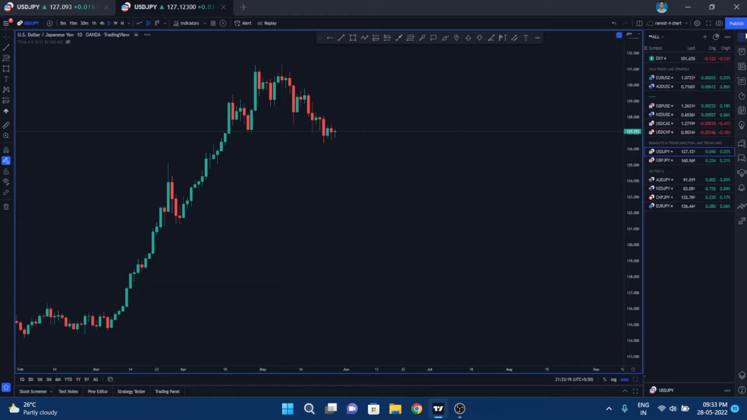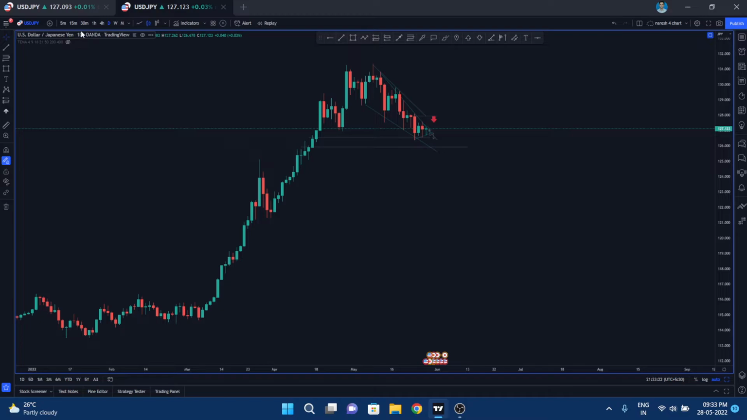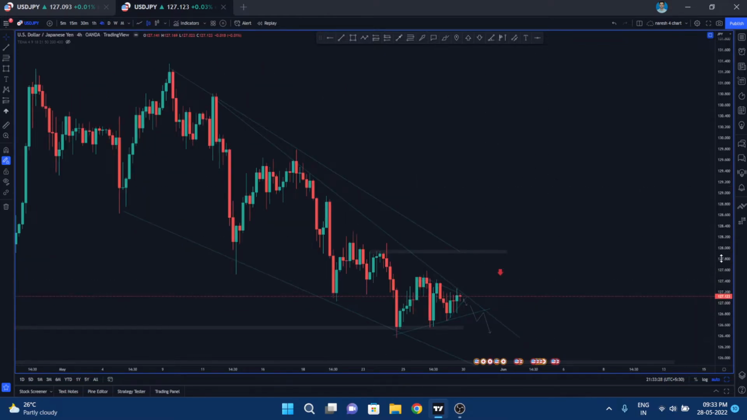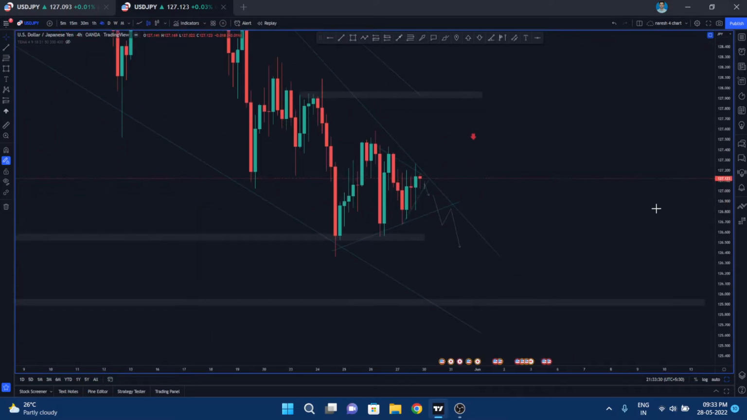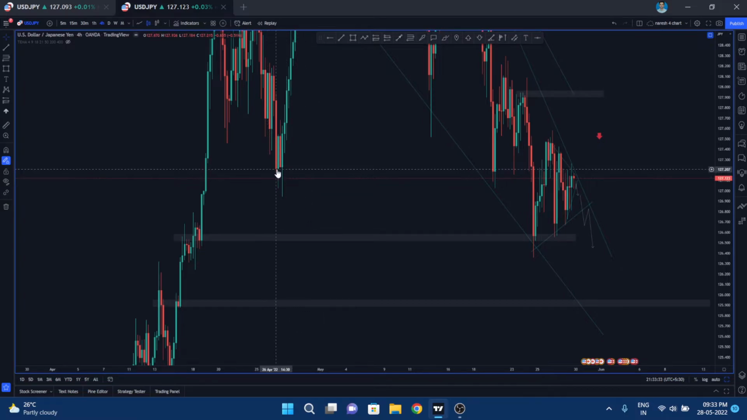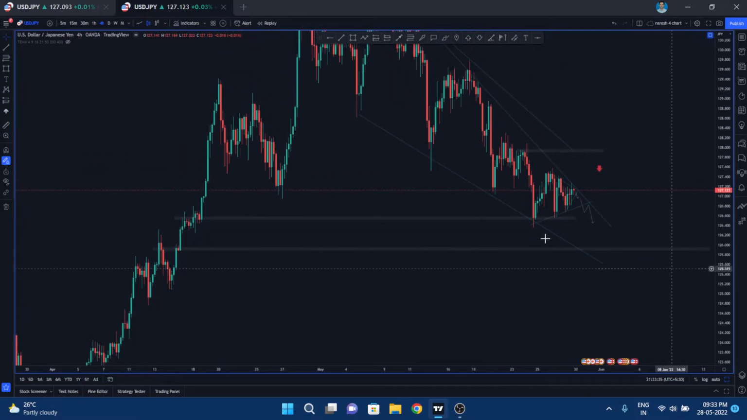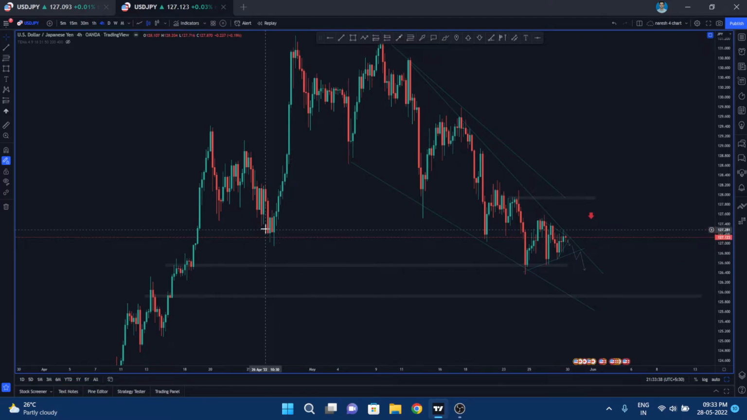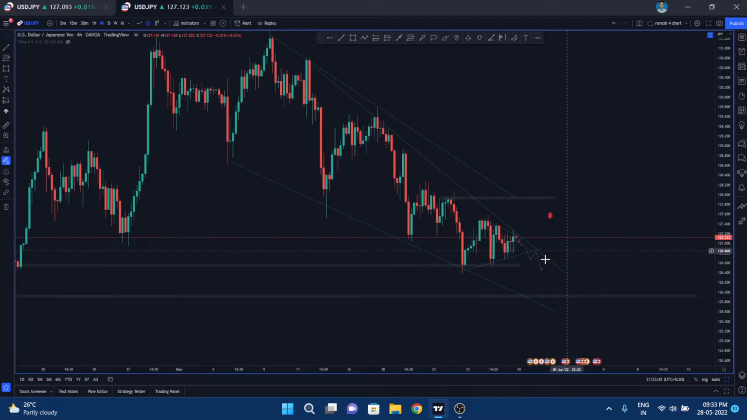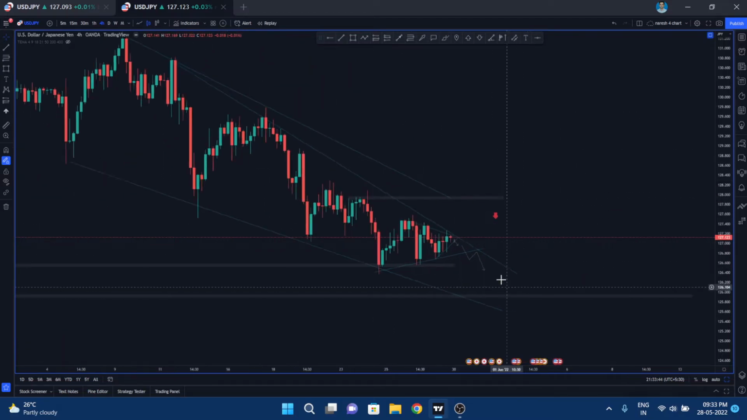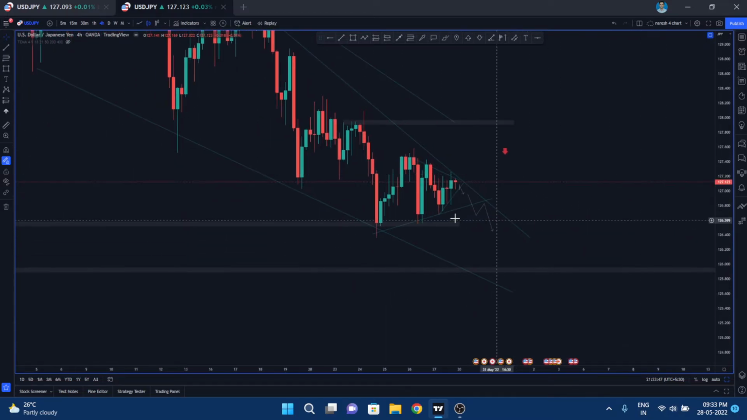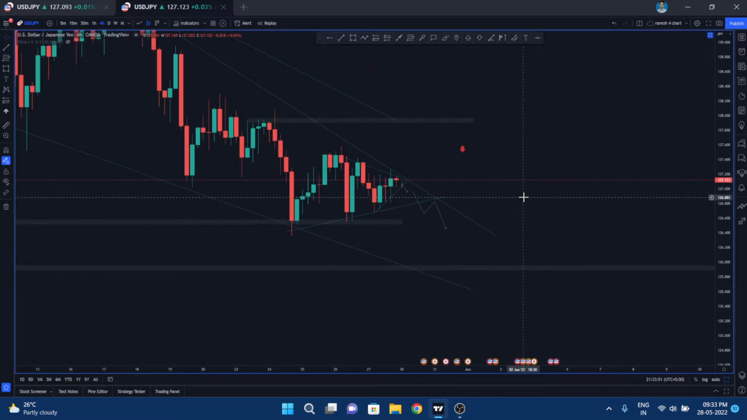So next would be USD JPY, guys. It is on the 1 day time frame. As we can see, it is making lower lows and it is bearish. We have already broken this important support area here, and right now it is consolidating in this channel kind of pattern. So I'll be looking for only short entries. If it breaks the channel pattern up, I am not looking for long entries here.